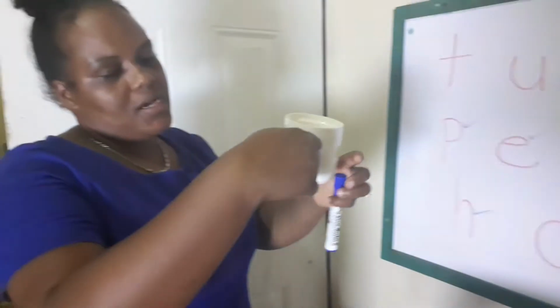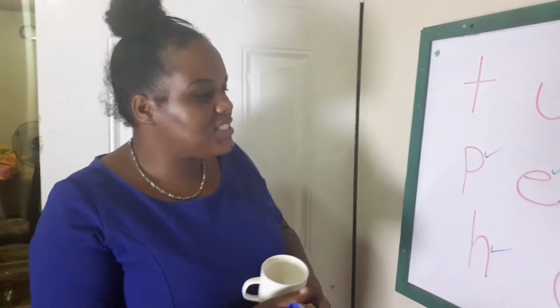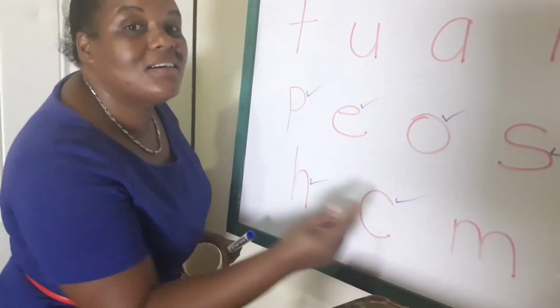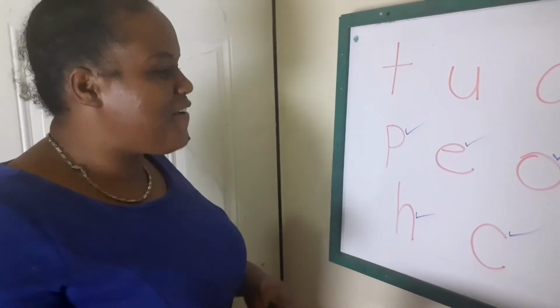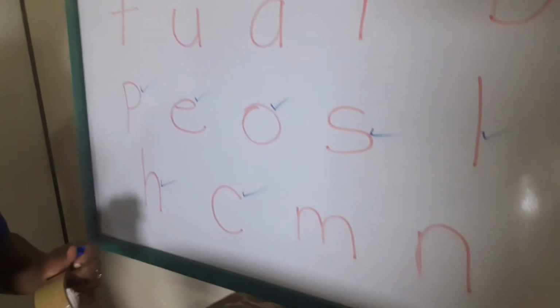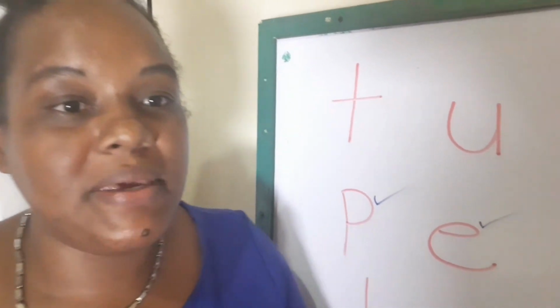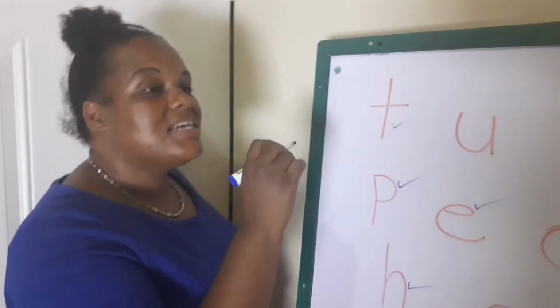Look at this lovely cup that she has. Cup. I am hearing the sound. And letter C says, letter C says, all right, moving along. What about tape? Tape. So let's find the letter that begins with the sound. Because when I say tape, I hear the sound at the beginning. So letter T says T. Letter T says T.